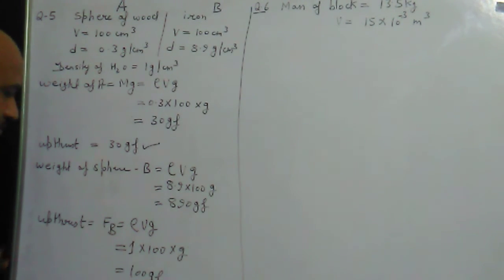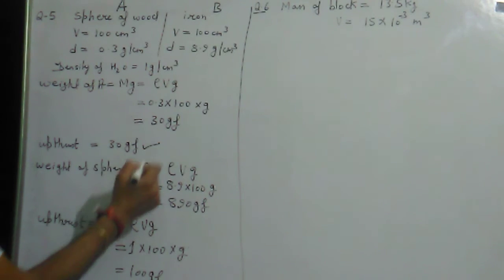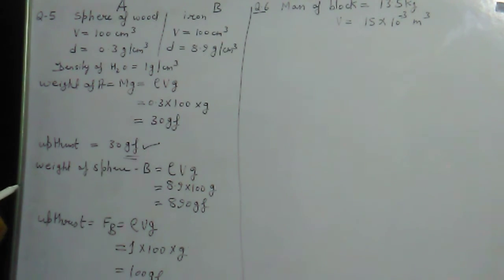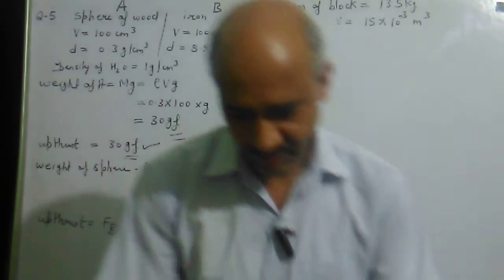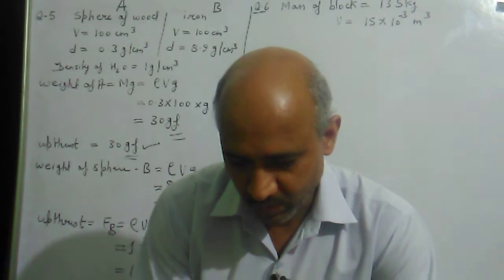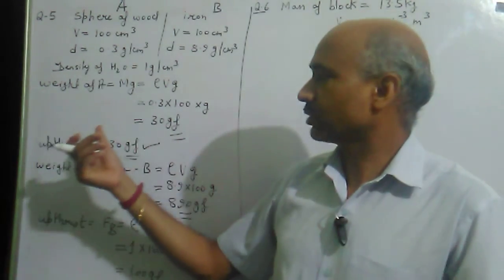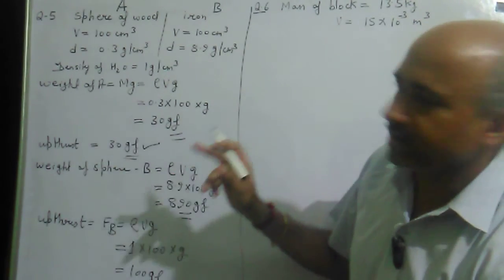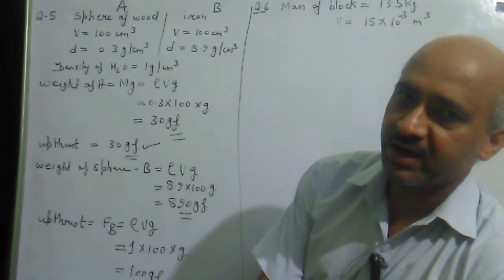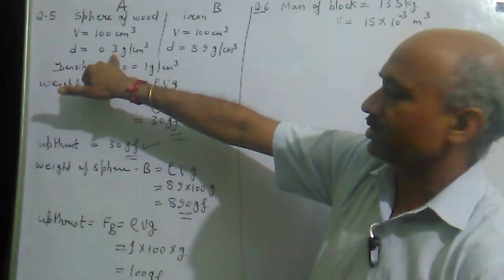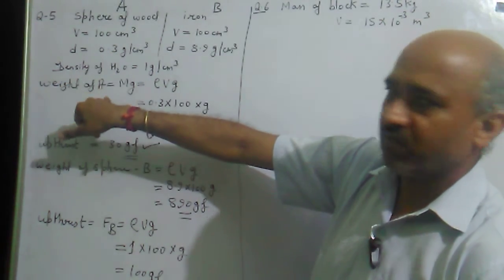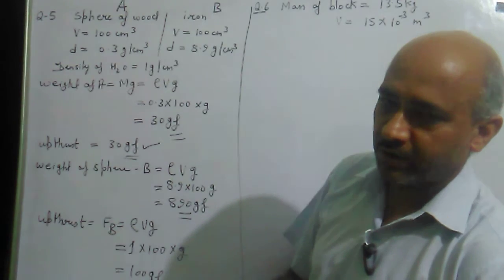So this is the upthrust on B, and this is the upthrust on A. This is the weight of A, and this is the weight of B. So these are the answers for question number 5. In the second part, he is asking us which sphere will float, give reasons. तो दोनों में से कौन सा वाला स्पेयर फ्लोट करेगा जिसकी डेंसिटी कम होगी as compared to the water. So this A will float because the density of A is less than the density of water. So this will float on the water.